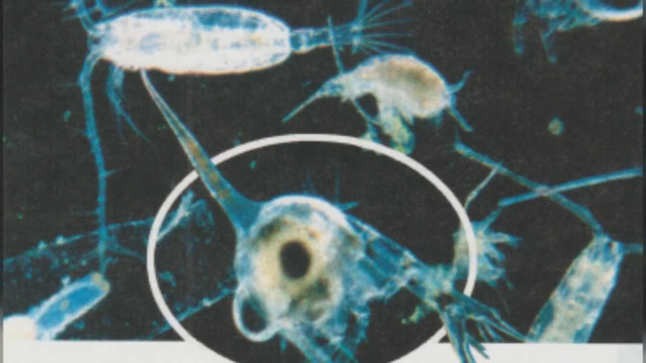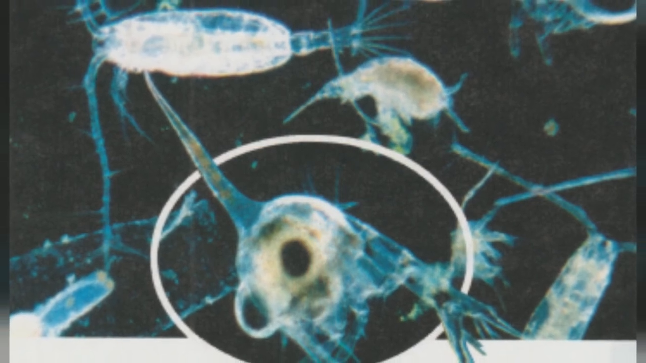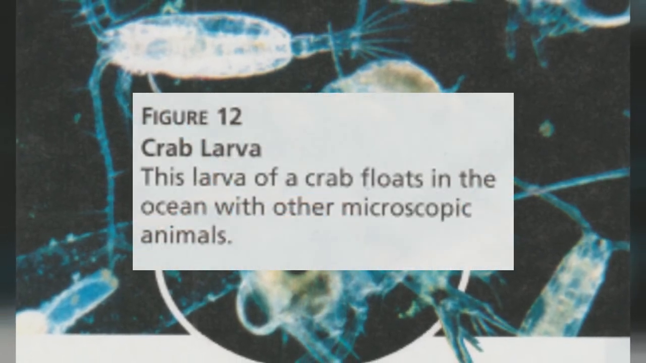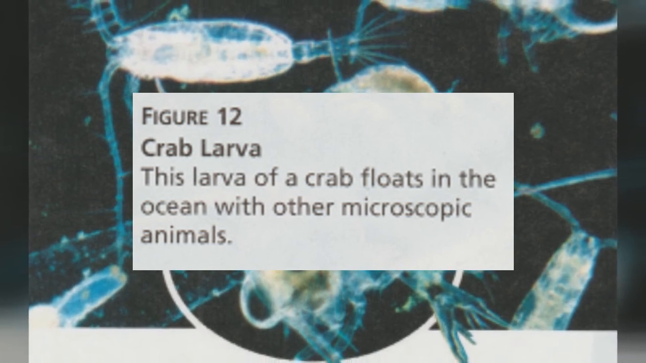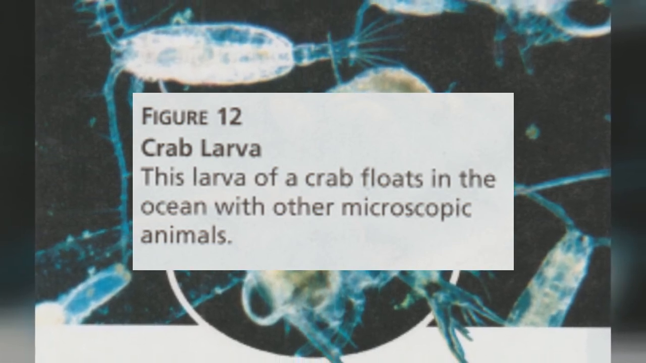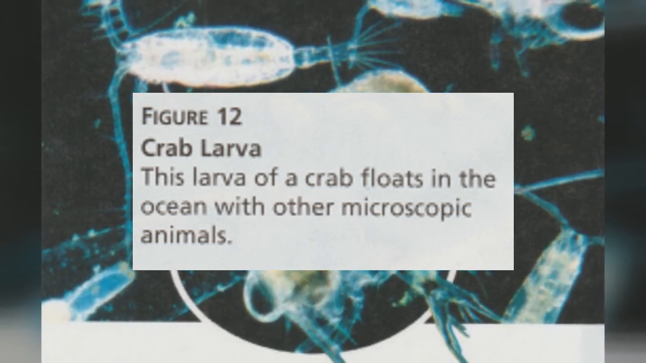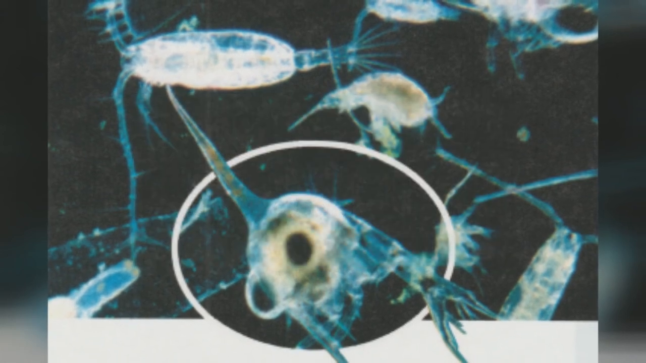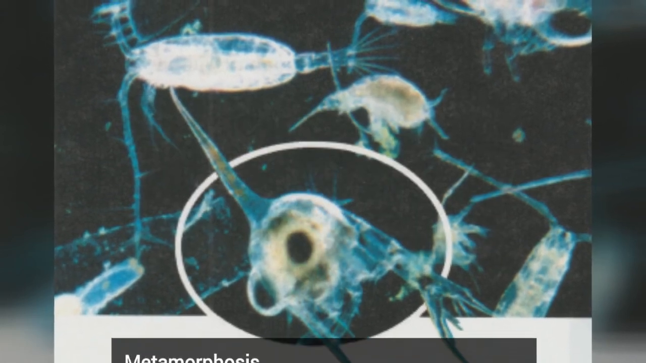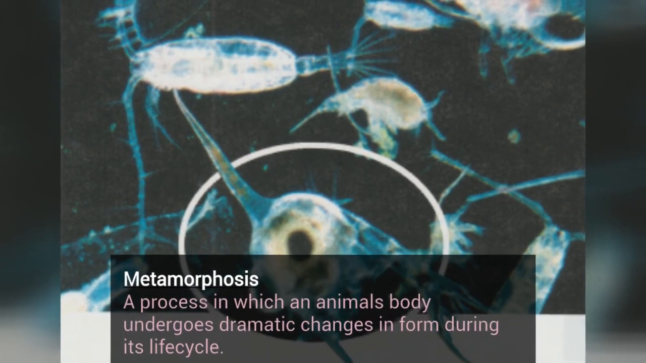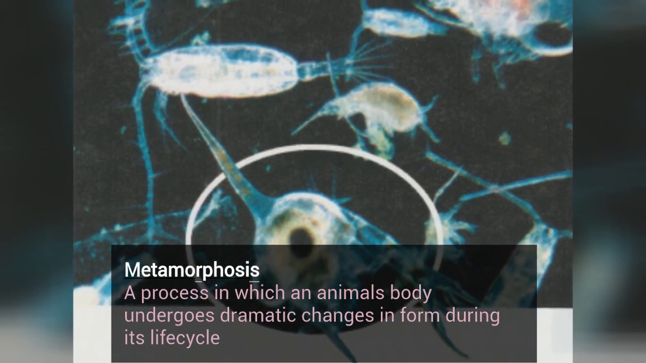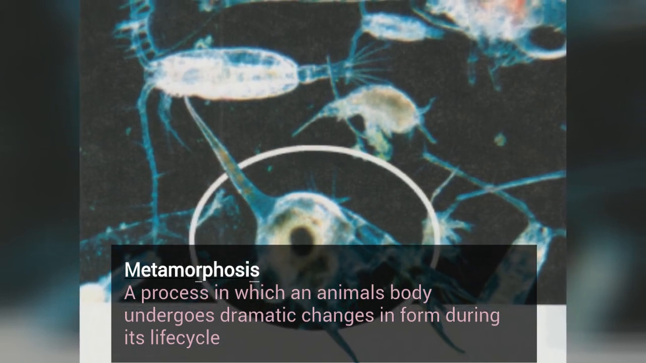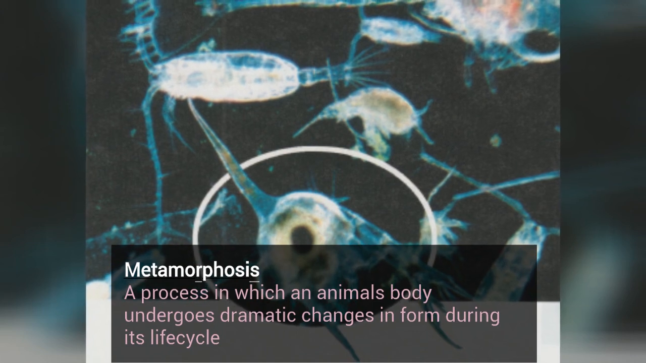Most crustaceans, such as crabs, barnacles, and shrimp, begin their lives as microscopic swimming larvae. The bodies of these larvae do not resemble those of adults, of course. Crustacean larvae develop into adults by metamorphosis, your second vocabulary word and last one. Metamorphosis is a process in which an animal's body undergoes dramatic changes in form during its life cycle.